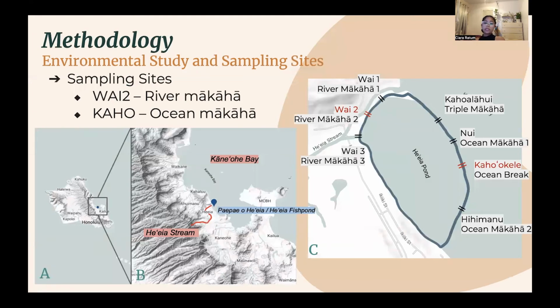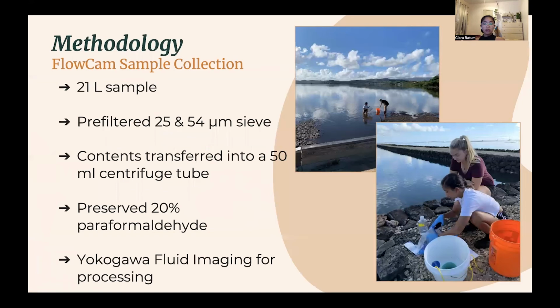Sampling sites for my study included Waitu, which is the only functioning freshwater makaha, and Kahokele, which is an ocean break makaha. Samples were taken and pre-filtered using a 25 and 54 stacked micron sieve. Those contents were then transferred into a smaller container, which was preserved and then sent to the lab for analysis using the Flowcam.